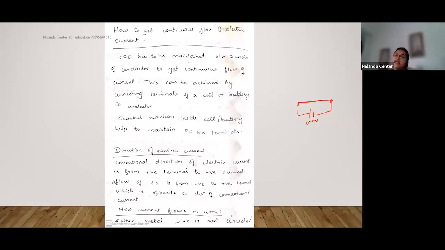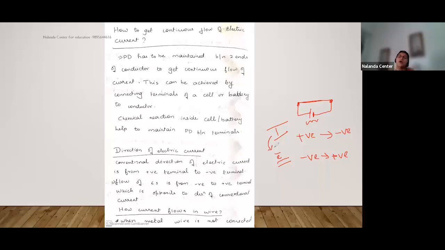Now, what is the direction of electric current? Generally, the direction of electric current is taken from positive to negative. But the direction of movement of electrons is always from negative to positive. So we can say that the direction of current is the opposite of the direction of movement of electrons.